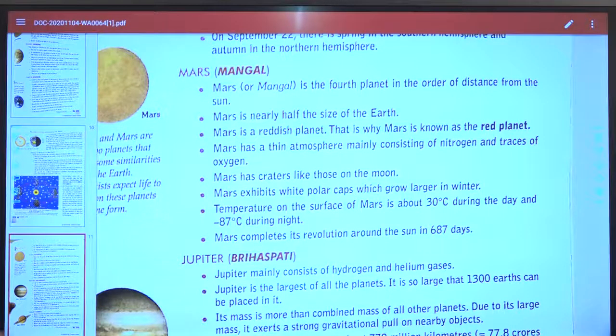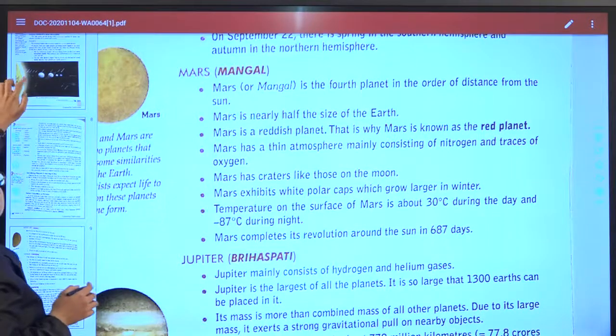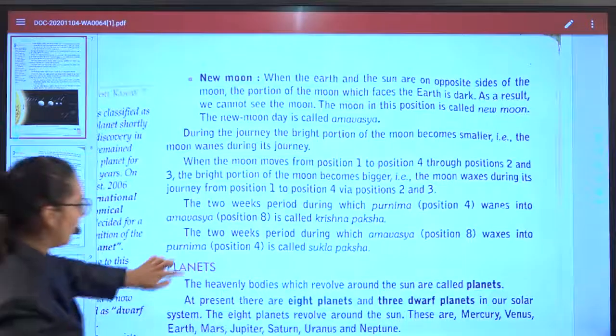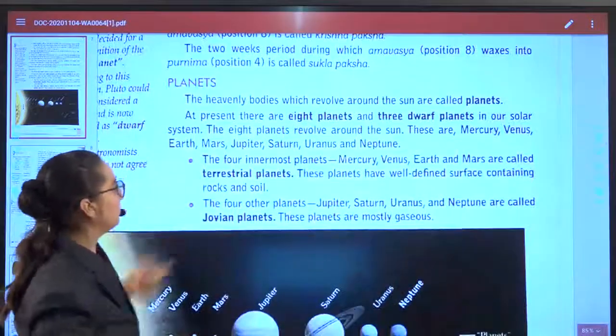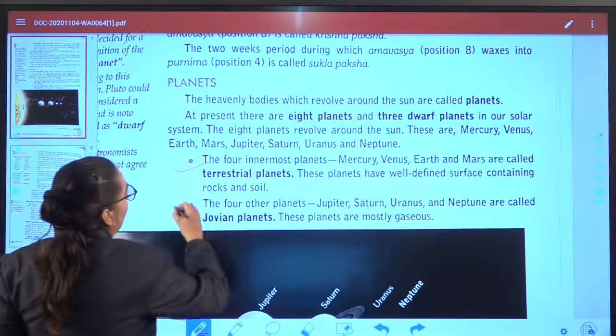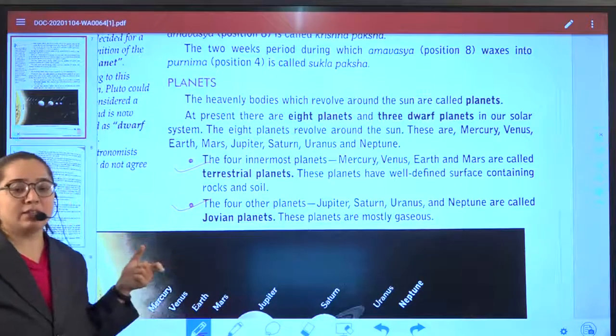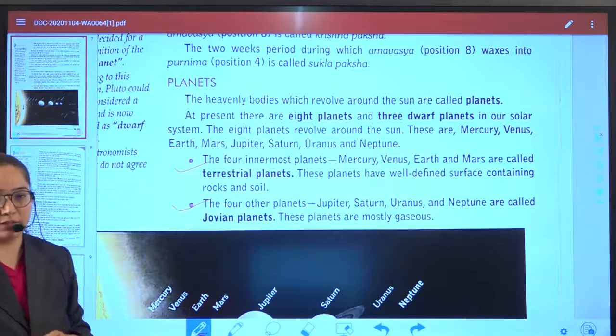Okay, let's mark out important points. The very important point over here was on the planets. This first 2 planets, 2 points. Mark out, it's on page 271. Mark these 2 points as the important ones.